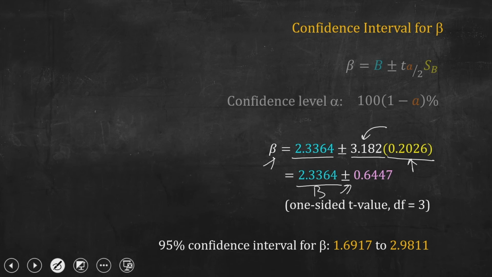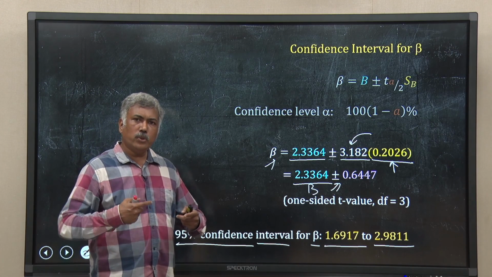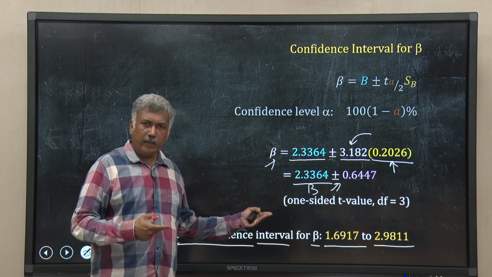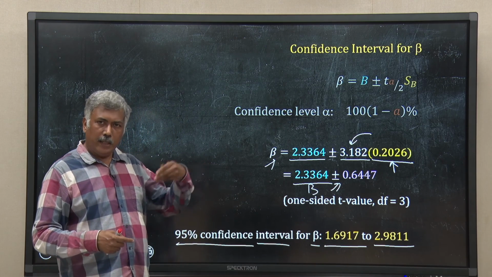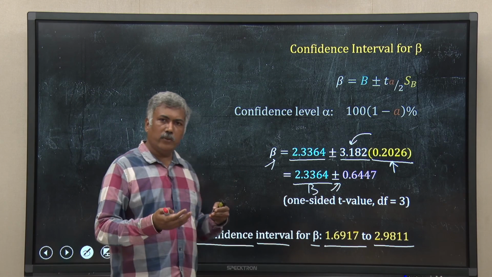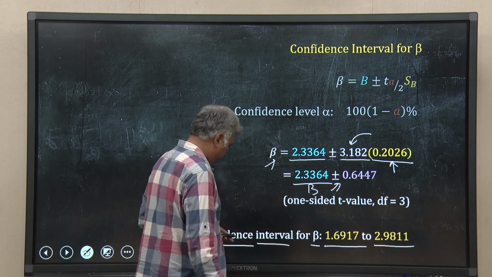So, that means at 95% confidence, the interval of beta is 1.697 to 2.9811. In this way you should be able to calculate the confidence interval for alpha also. I have not done that because remember we have removed alpha, the intercept term, because it turned out by the t test to be not significant. So, I have just performed this for beta.